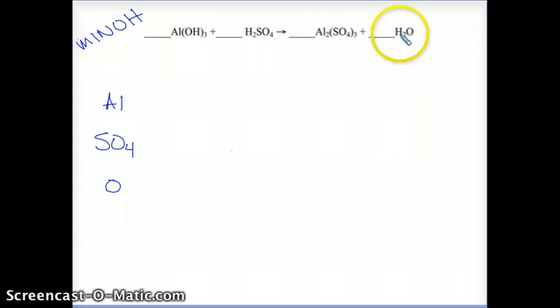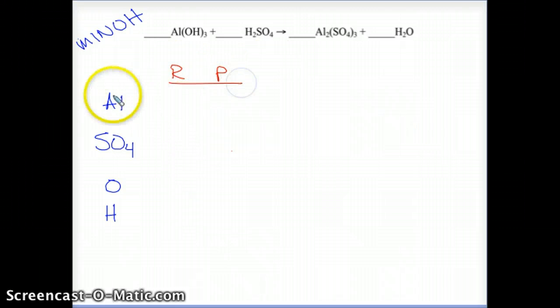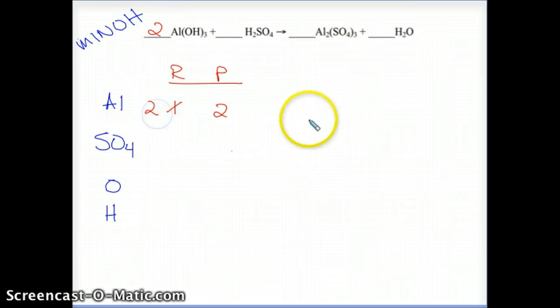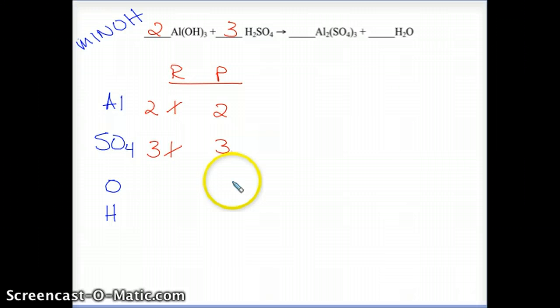Okay, so we count. Reactants, products. So aluminum, I have 1 in the reactants, and I have 2 in the products. So the first thing I have to do is put a 2 here to balance it. So now I have 2. SO4s, well, I have 1 in the reactants. I have 3 in the products. So first thing I've got to do is add a 3 here and a 3 there. So far so good. Now I get to oxygen.